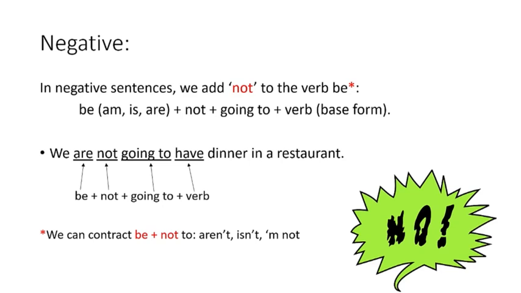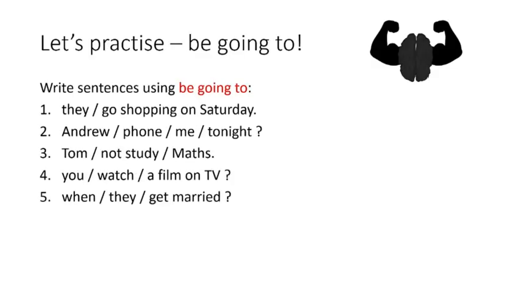Okay, so that's it. Easy, right? Let's practice be going to. Try to write these 5 sentences using be going to. So pay attention to the subject and make sure that you use the correct form of be, am, is, or are, or maybe its negative form.